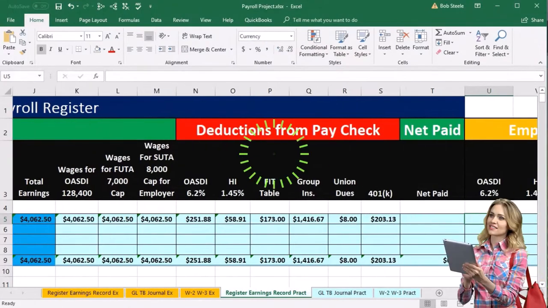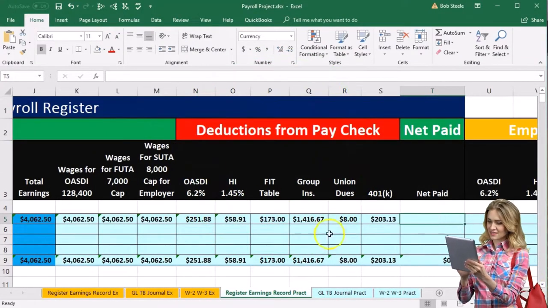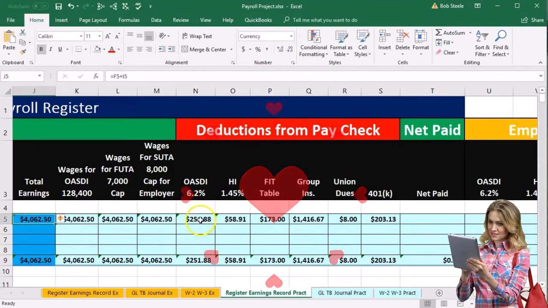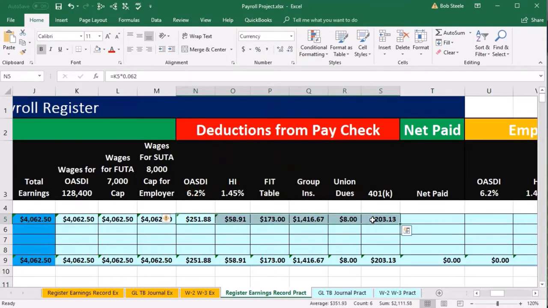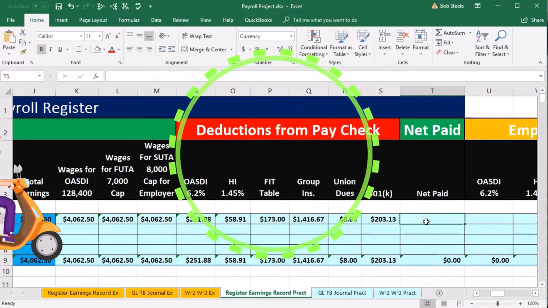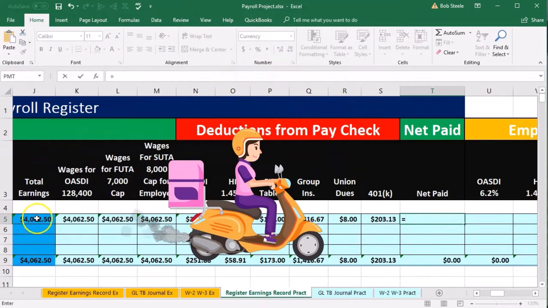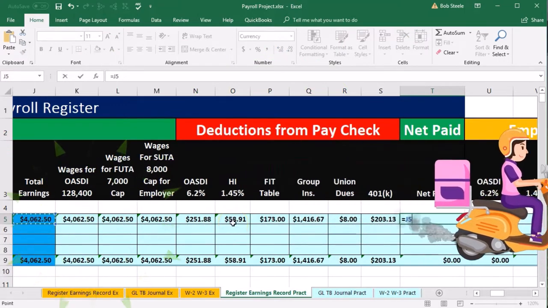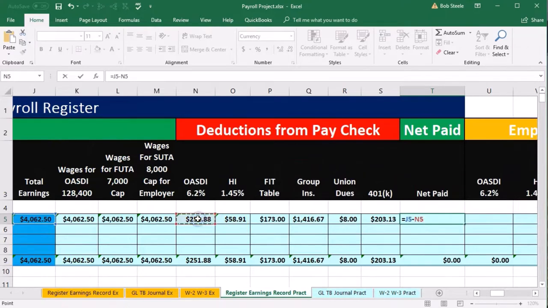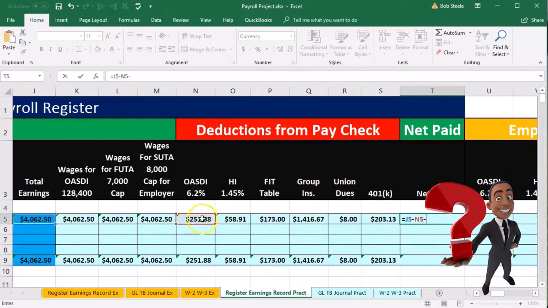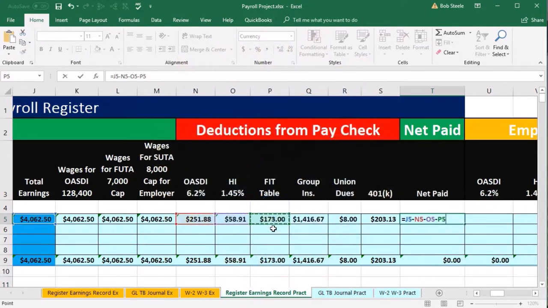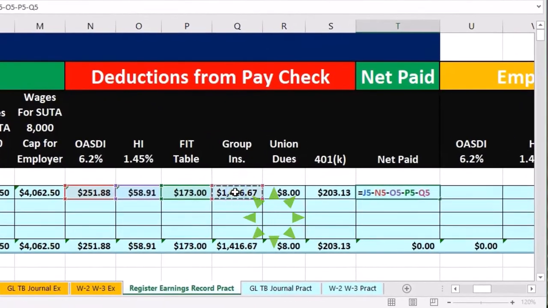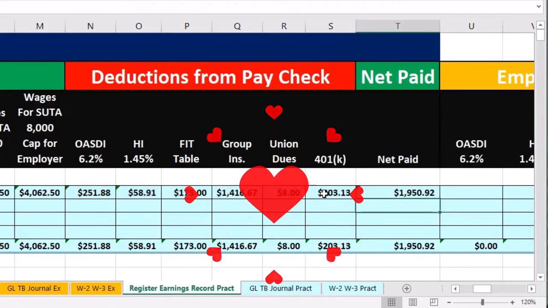Now there's a couple ways we can do that with a formula here. We could say that this is going to be equal to this number minus the sum of these. That's what we'll do next time. Right now we're just going to point and click to each of them. So we'll just say this equals the total earnings in J5 minus the OASDI in N5 minus the HI in O5 minus the FIT, federal income tax, in P5 minus the group insurance in Q5 minus the union dues in R5 minus the 401k plan in S5. That'll give us the 1,950.